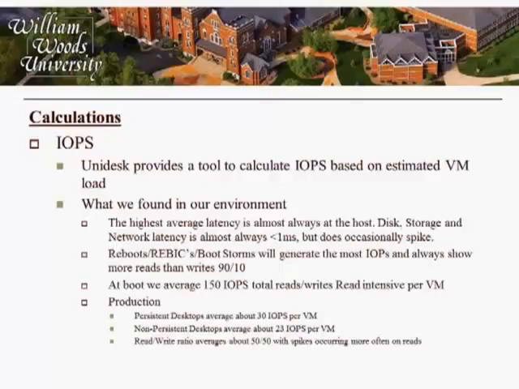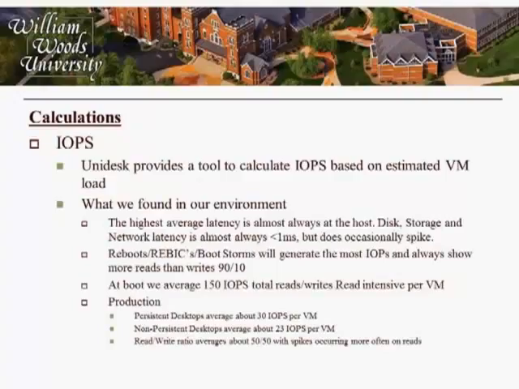One thing I'll note here too, your network infrastructure has to be solid. VDI is just very unforgiving if you have any underlying network issues. Reboots, recomposes, and boot storms will generate the most IOPS in your environment and always show more reads than writes. So we have about 90% reads and about 10% writes. At boot, we average about 150 IOPS per VM, total reads and writes. It is a very read-intensive process.